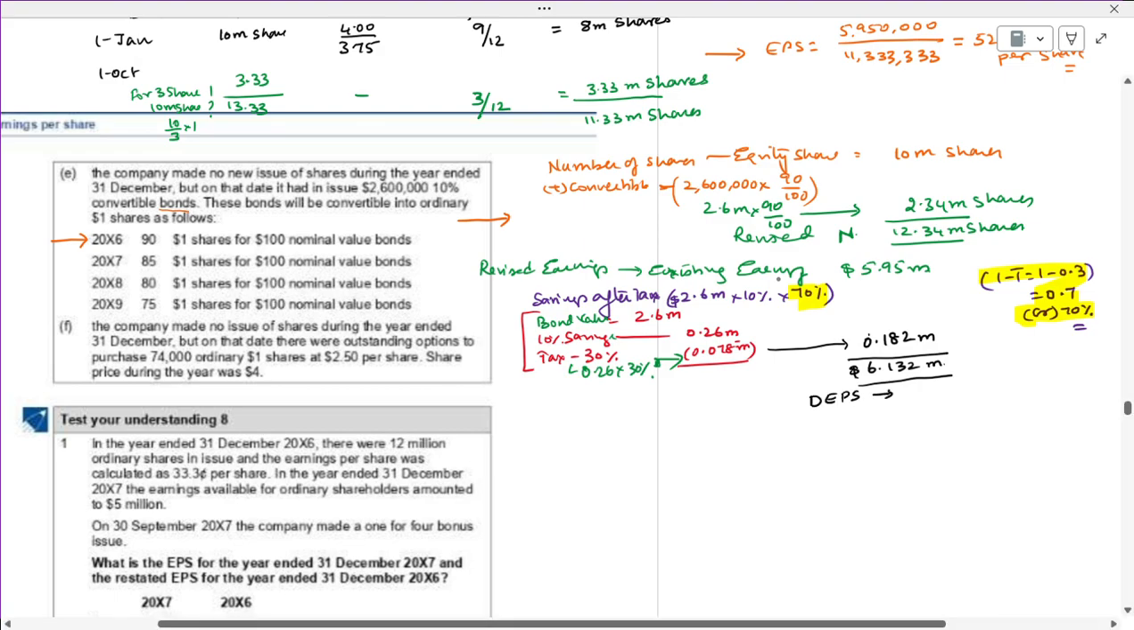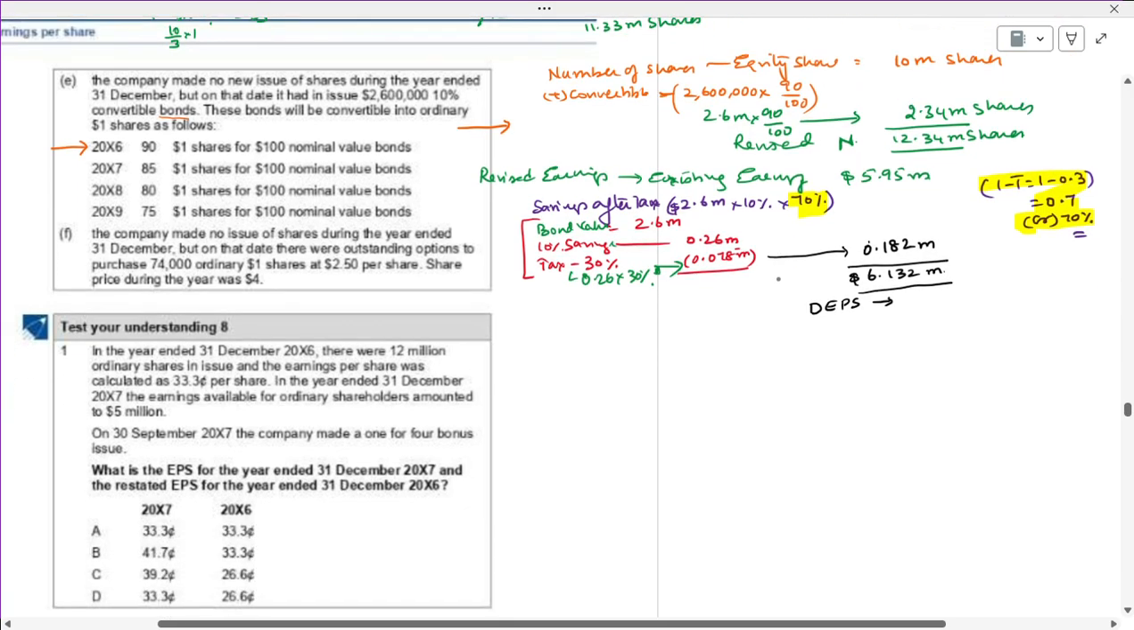Now, diluted earnings per share. Diluted earnings per share is revised earnings divided by the revised number of shares. Revised earnings is how much? 6.132. Revised number of shares is how much? 12.34 million shares. How much will you get? 6.132 divided by 12.34 is 49.6969 cents. Check. Yes, correct. Okay. Fine.